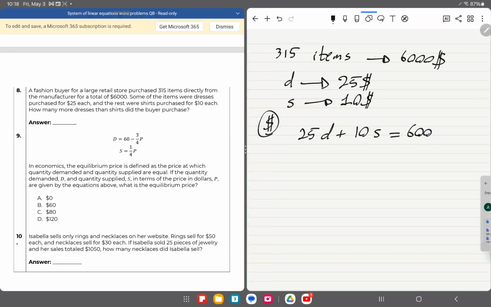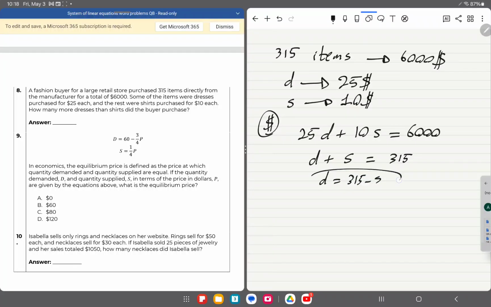I paid $6,000. So $6,000, this is my dollar focus. I'm going to focus here on the dollars. So now I need to focus on the items. I don't know how many dresses I got. I don't know how many shirts I got. This is going to be equal to 315. Now I'm going to have to solve this one.